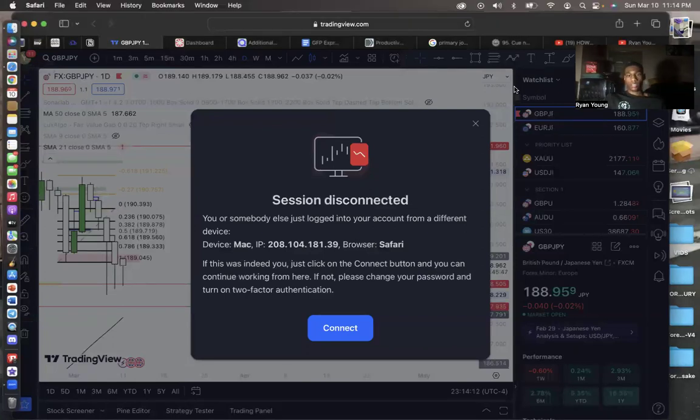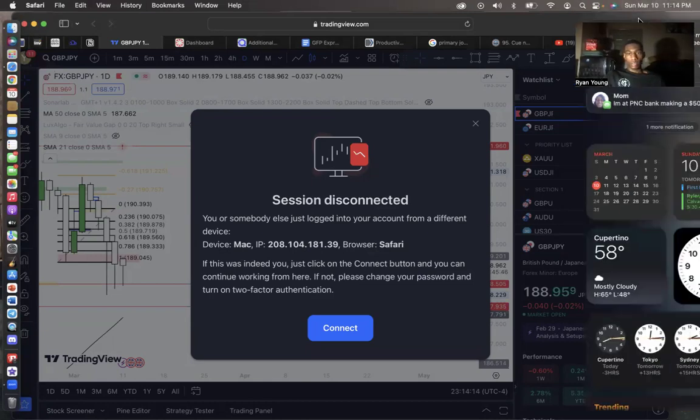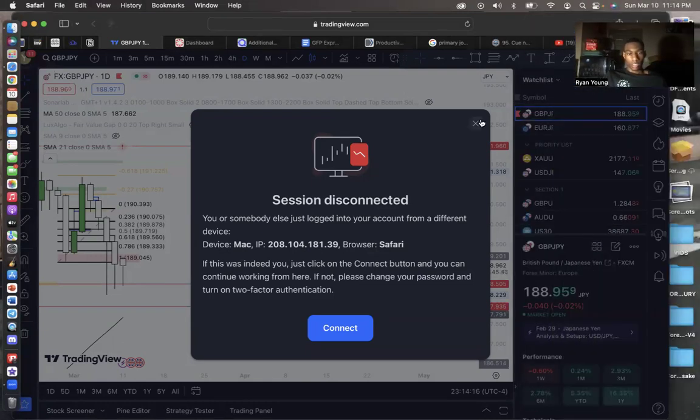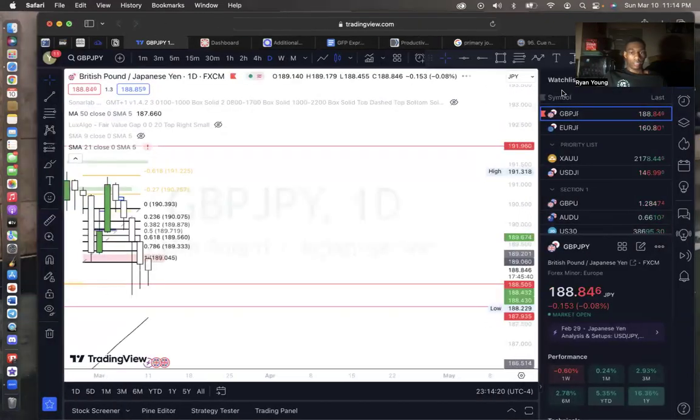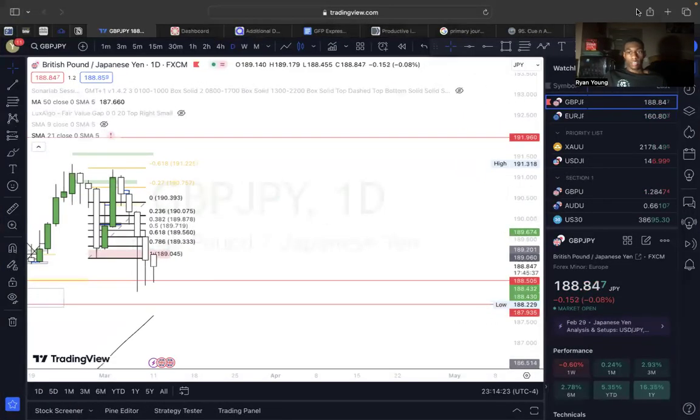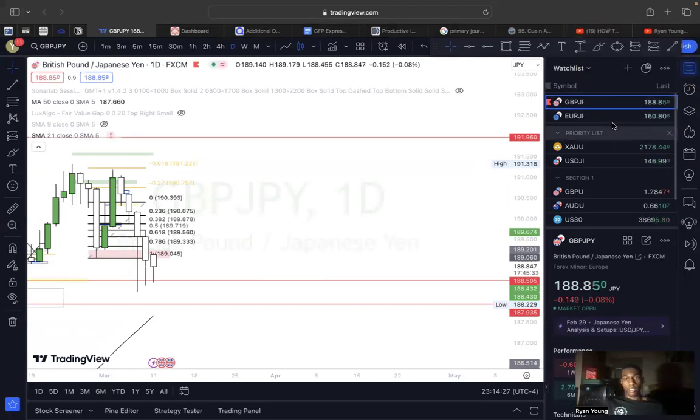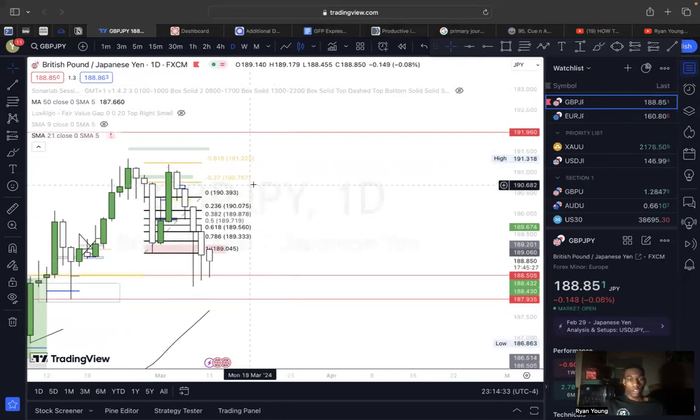All right. I believe y'all can see me. Faces all in the way is throwing me off. Okay. So here we go. We are on the TradingView chart.